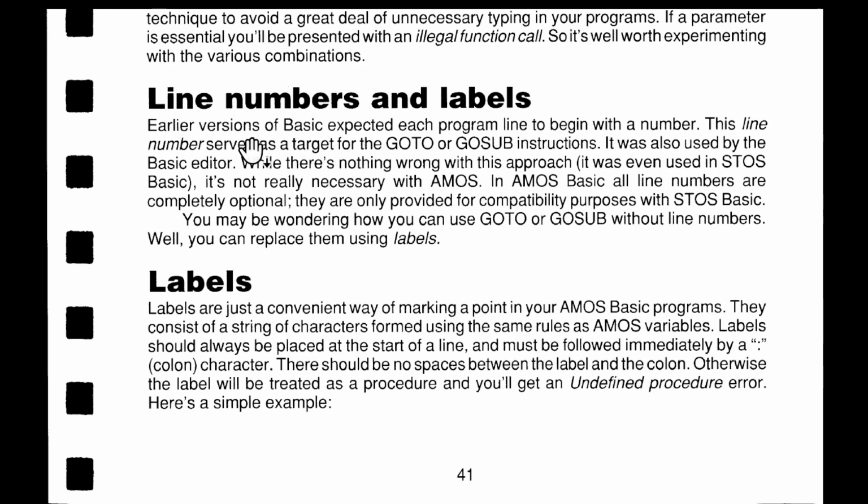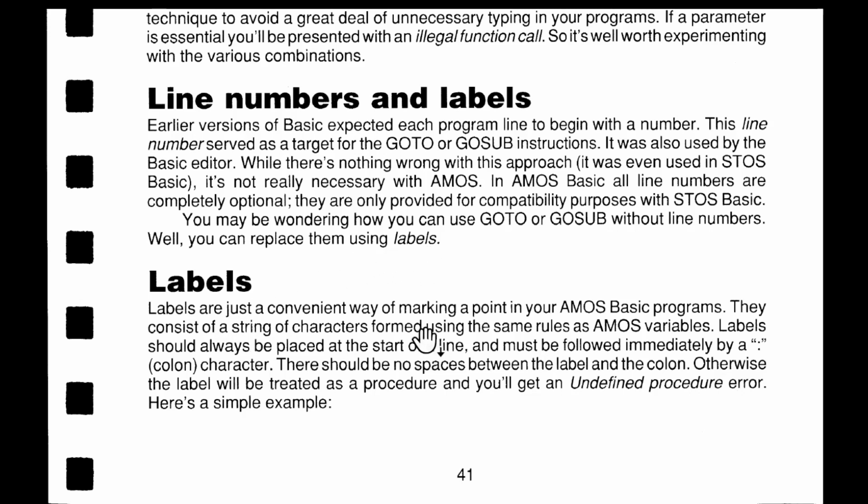Line numbers and labels. Earlier versions of BASIC expected each program line to begin with a number. This line number served as a target for the GOTO or GOSUB instructions. It was also used by the BASIC editor. While there's nothing wrong with this approach, it was even used in STOS BASIC, it's not really necessary with AMOS. In AMOS BASIC, all line numbers are completely optional, they are only provided for compatibility purposes with STOS BASIC. You may be wondering how you can use GOTO or GOSUB without line numbers. Well, you can replace them using labels.